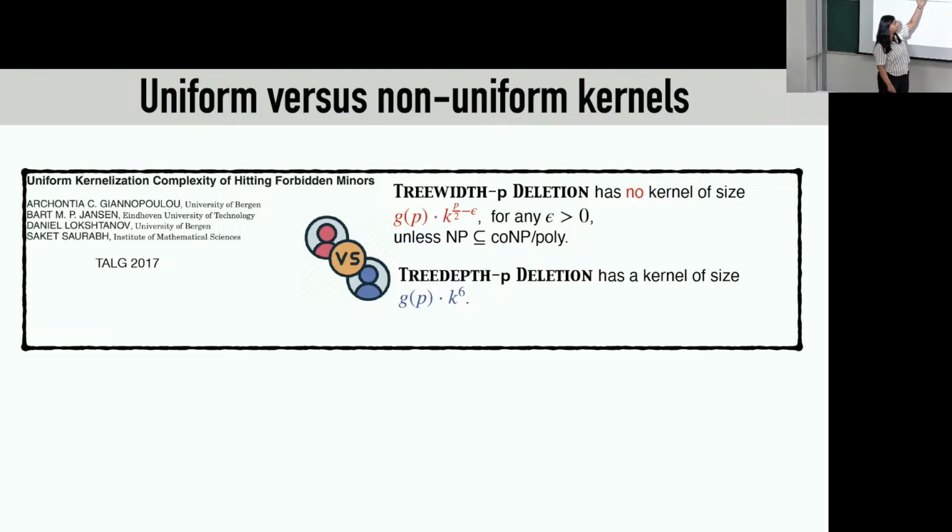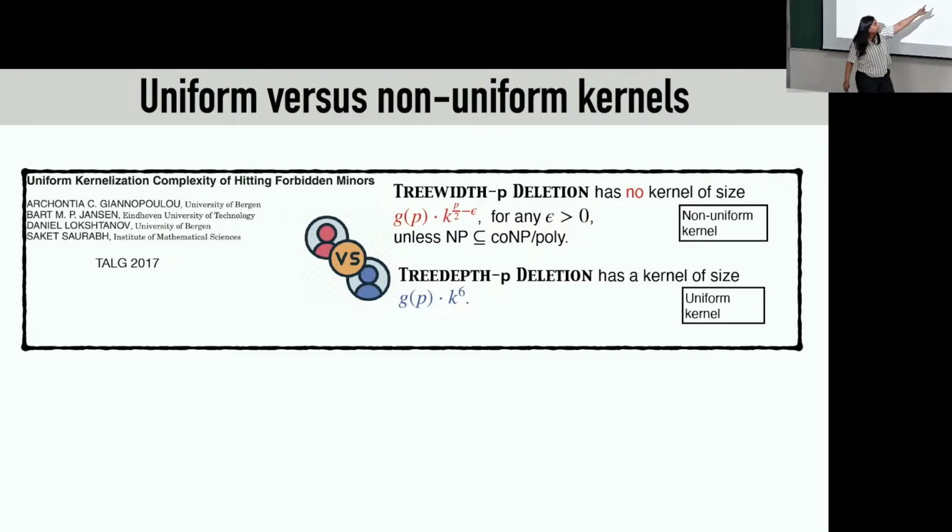This work ruled out any general kernelization which is uniform, and here by uniform I mean where the exponent of k does not depend on the size of the family, in this case p, and this is where the uniform in the title comes from. But now what we are interested in: this says that in general you can't have uniform kernels for F minor free deletion, but it also showed that some special classes of F minor free deletion can have uniform kernels, and we are interested in more special classes of F minor free deletion that can have uniform kernels. So that's where we are going with this.